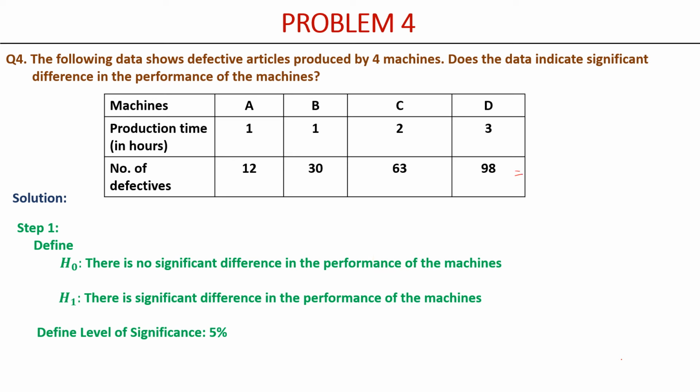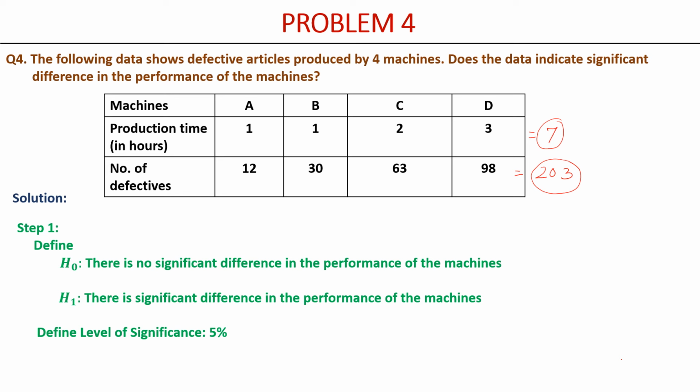Now when I add them, I guess it should be 203. And here when I add them, it will be 7 hours, meaning that when these 4 machines are put to work, they produce 203 defectives in 7 hours. But each machine is working for different timings. So A is working for 1 hour, B is working for 1 hour, C is working for 2 hours, and D is working for 3 hours.